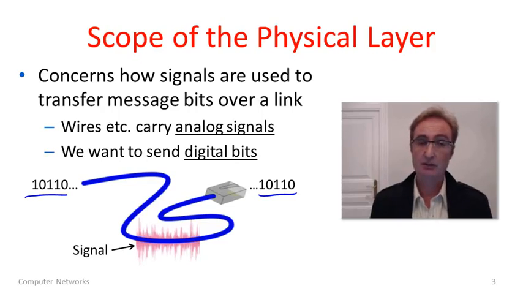But of course, if you were to look in the middle of the link here, if you were just to cut the link, you wouldn't see these bits anywhere. What's carried across a physical channel, like a wire or a wireless or fiber optic, is an analog signal. So we're going to need some way to represent digital bits with those analog signals. That's really the heart of the physical layer.